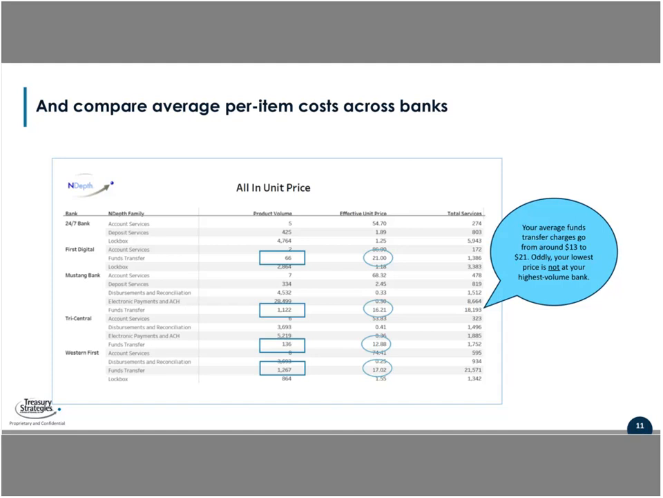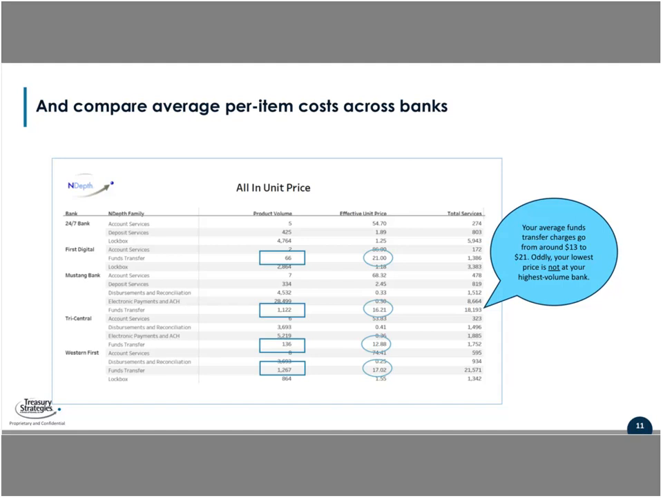Now, normally you'd expect to see your highest unit prices at banks where you have the lowest volume, because no volume discounts have kicked in, and because you have probably in every product family some fixed fees that have to get spread across all of your volume. And when you have only a little bit of volume, those fixed fees contribute a lot to the cost. But that's not the way it's working here. Your lowest price is not at your highest volume bank. Your lowest price is $12.80 a wire, and it's at one of your banks where you have fairly low volume.